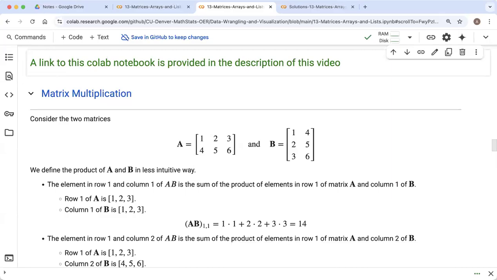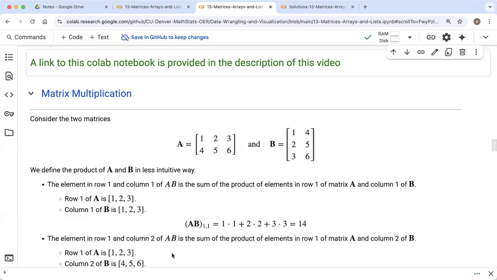Okay, welcome everyone. In this video, I want to talk about how we can define matrix multiplication both in general and then how we can perform that operation in R. So let's consider two matrices to motivate this example.